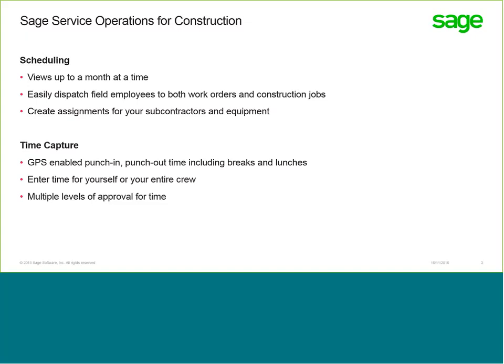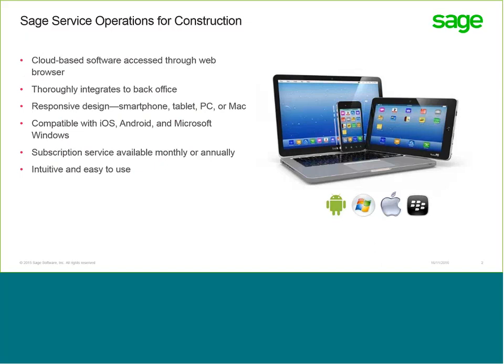But we now have the ability to do punch in, punch out, GPS enabled, so you can know where your people were when they did it. And allow for multiple levels of approval depending upon the time entered. And we'll cover all this in the demo here in a minute.